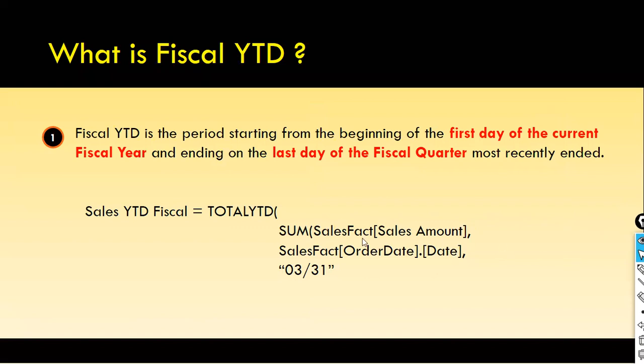So look here, in this case, the expression is the sum of sales amount. This is the expression, and followed by this, you have the date column from your order date, and then this is your fiscal year.